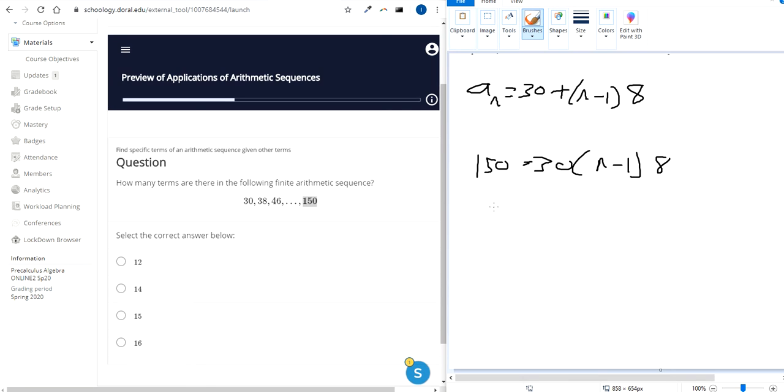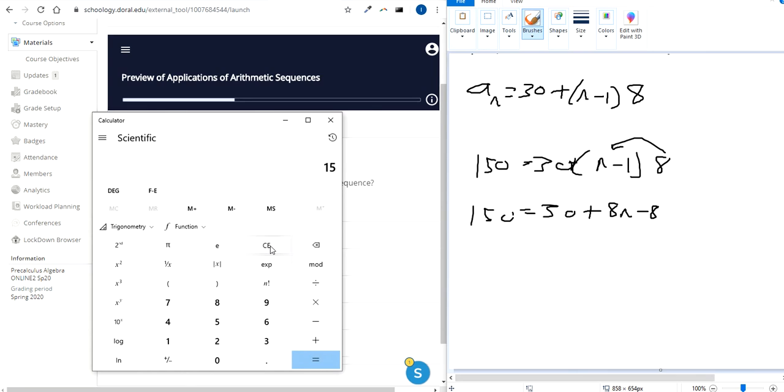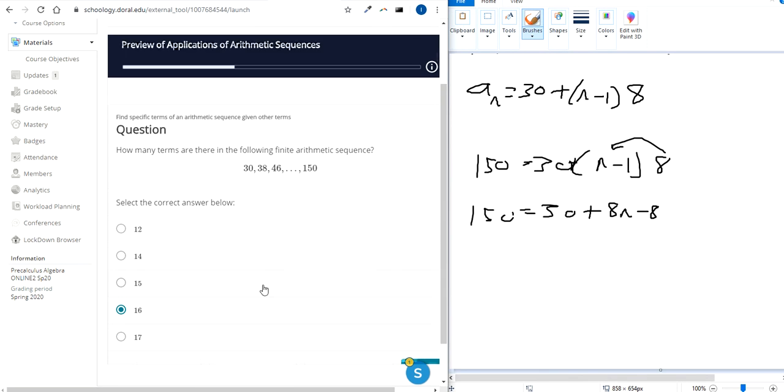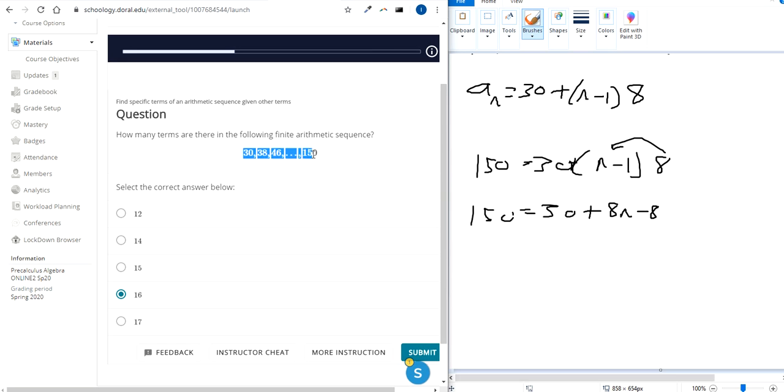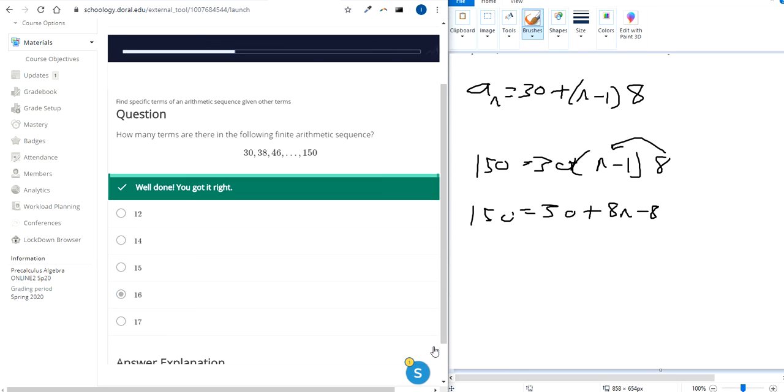And now you have an equation to solve for n. 30 plus. I can't believe I did that. I'm sorry. 30. Distribute this 8 to everything on the inside, so plus 8n minus 8. Now, I think you could probably take the equation from here. 150 minus that 30 plus that 8, divide by 8. If it doesn't come out to an integer, we're in trouble. So we just found out there are 16 terms in the sequence. This is n equals 16 when you get to 150.